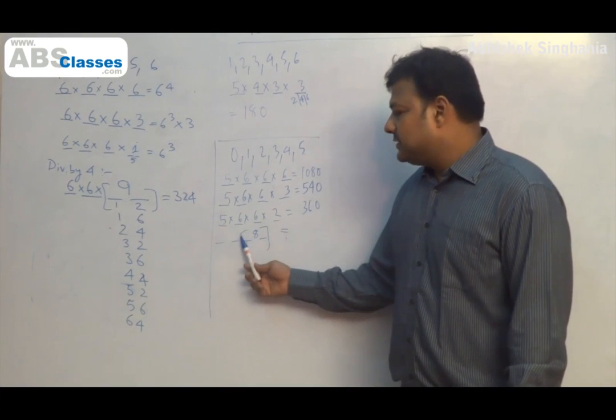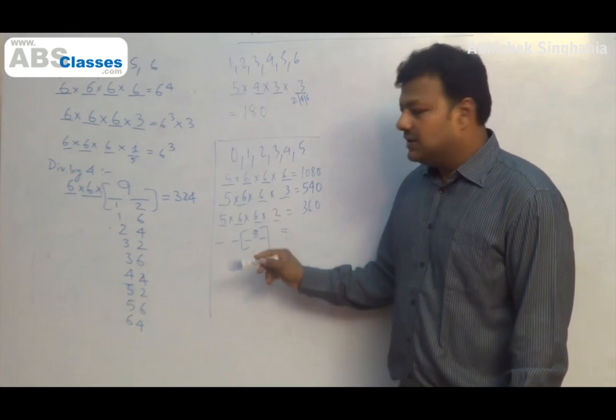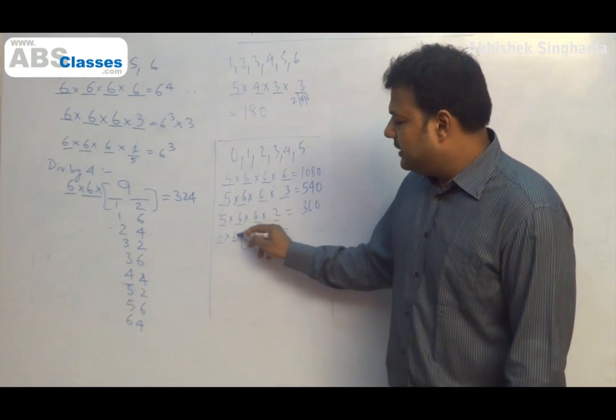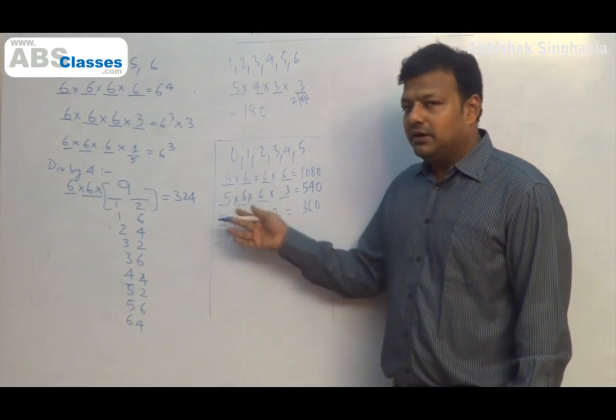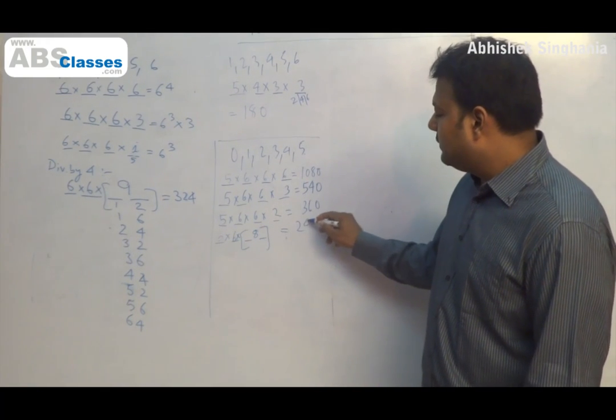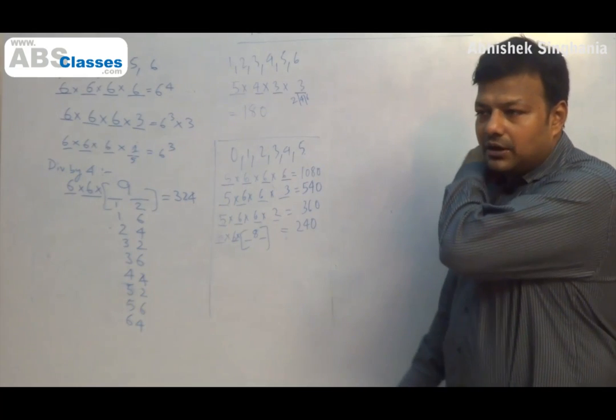But the first 2 places can be filled by these 6 digits, but 0 cannot come in the first place, so 5 choices. Any of the 6, including 0, can come in the second place. So 8 into 30, 240 will be my answer.